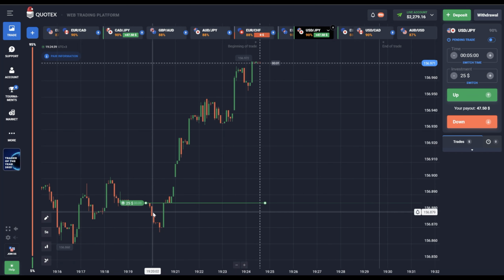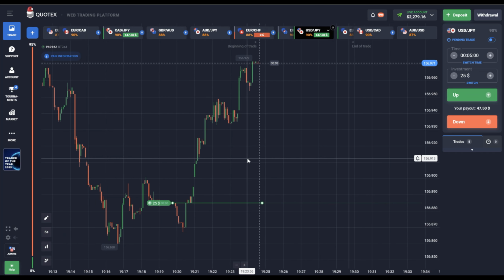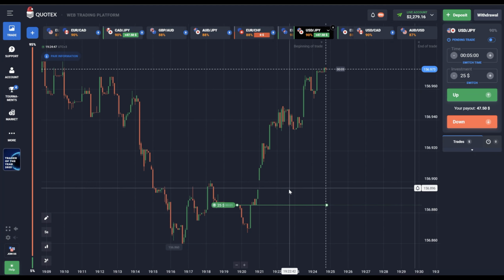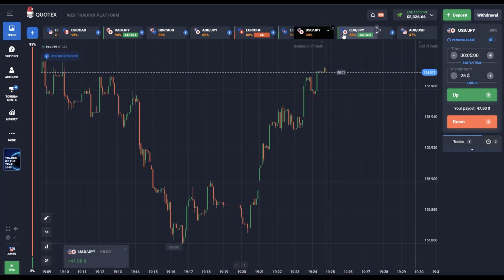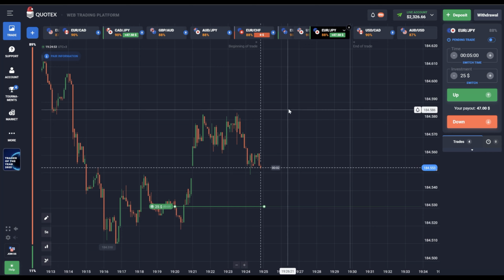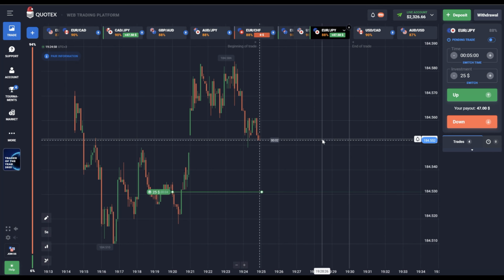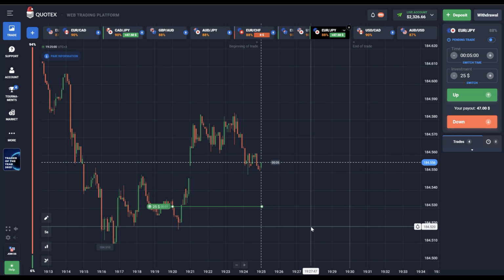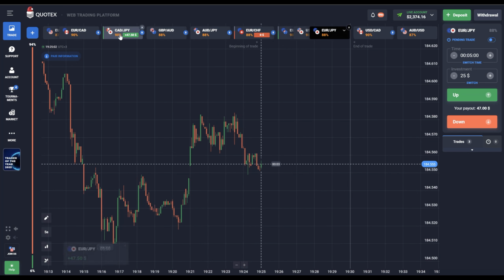Dollar, Japanese yen here. A confident price increase. We had a good entry point. Everything is great here. Another trade. Euro yen is bringing in profit. 11 seconds left. It should also be profitable, and most likely it will be. Let's wait for the close. 3 seconds left, and yes, everything is good here. So we have only 3 trades left.